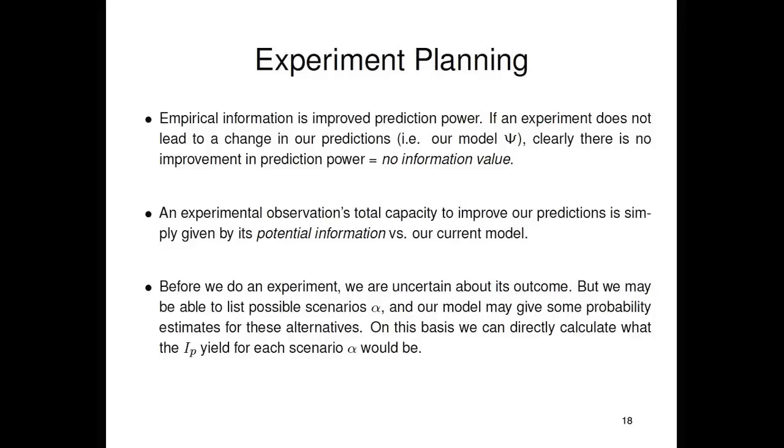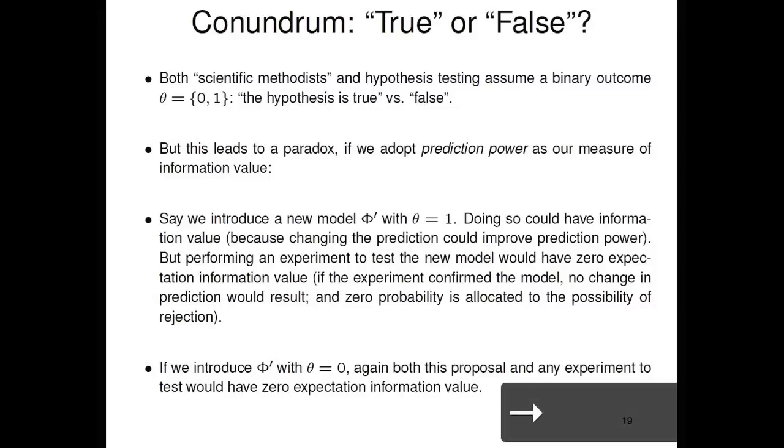Now, we could then use this to calculate an expectation value for the total potential information for some specific experiment. In other words, there's a certain probability that one of these models is going to be the correct description for how that experiment is going to turn out. And if it was, then we would get a certain potential information yield relative to our current model. So we can calculate an expectation value for the potential information even before we do an experiment.